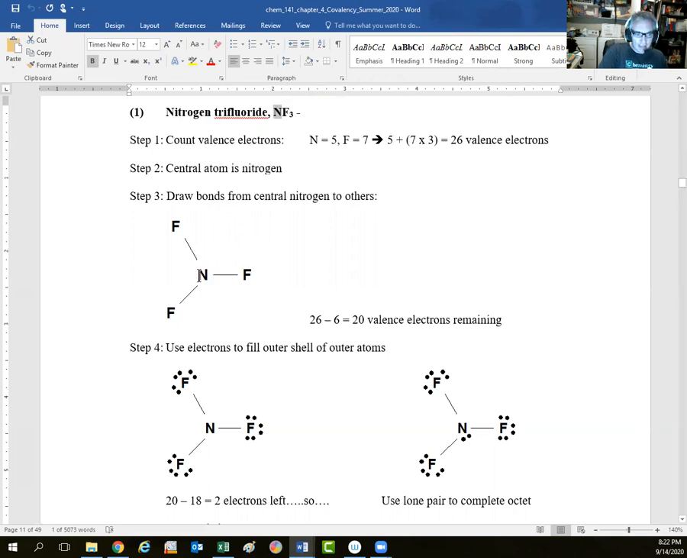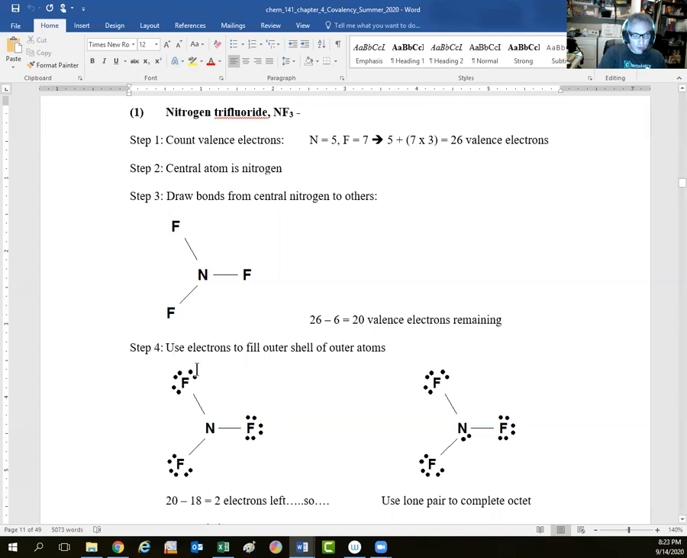And we'll connect it to the fluorine atoms to give us our basic skeleton. That's used up 2, 4, 6 electrons to take us down to 20. We'll use those remaining 20 electrons to start filling octets. Always start on the outside and work your way in. Never add electrons to the central atom unless there's nowhere else for the electrons to go.